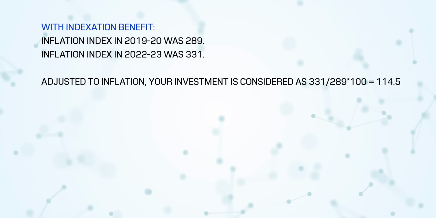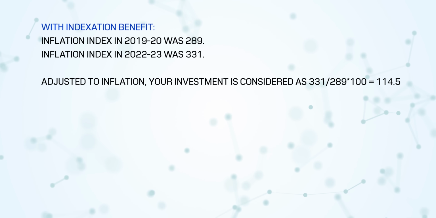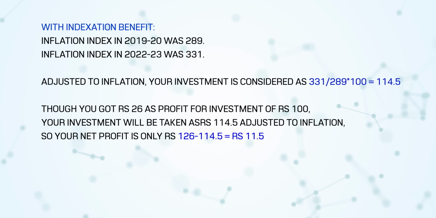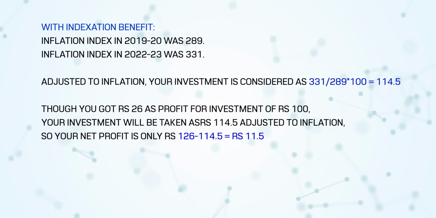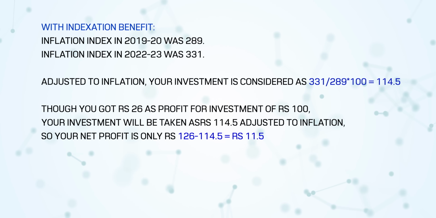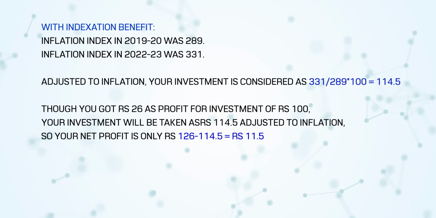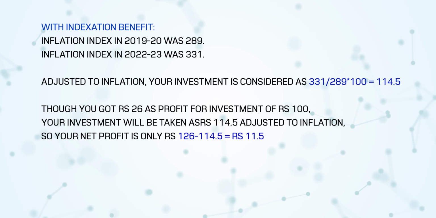So that is about 114.5. So you invested 100 rupees, you got 126 rupees, but your investment will not be taken as 100 rupees. With indexation benefit, your investment will be taken as 114 rupees 50 paise. So now your net profit will be taken as 126 minus 114.5, that means it's only 11.5.